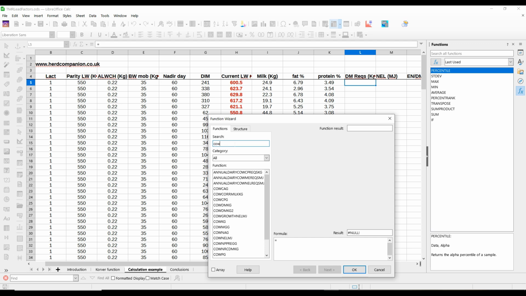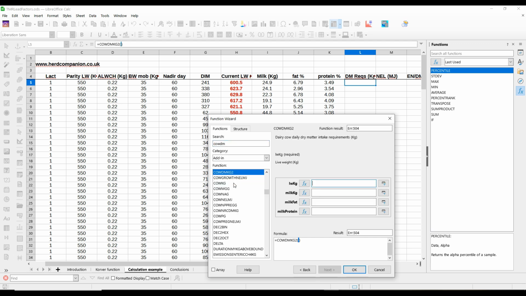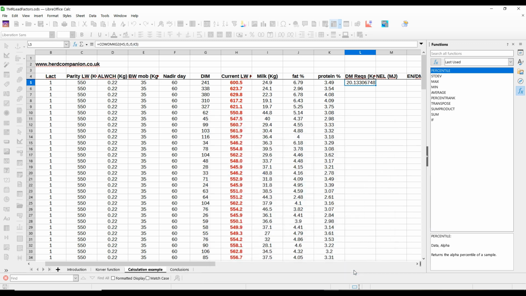Let's insert the function cowdm. Let's use this function. Okay, live weight, the current live weight, the milk, fat and protein, and this is the estimate of the dry matter requirements. Okay, let's do the same.